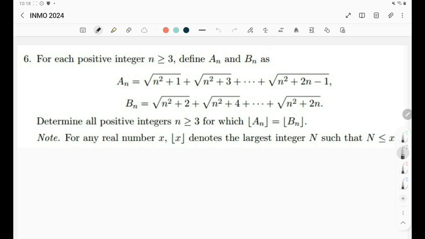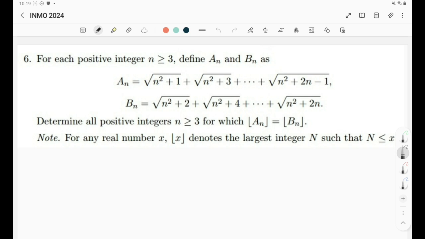Alright, our last question is problem 6. As you can see, we're given two quantities, a_n and b_n, such that a_n is the square root of n squared plus 1, plus root n squared plus 3, and so on till root n squared plus 2n minus 1. Same thing goes for b_n, which is root n squared plus 2, root n squared plus 4, and so on till root n squared plus 2n. We need to determine all positive integers n such that the floor of a_n is equal to the floor of b_n.